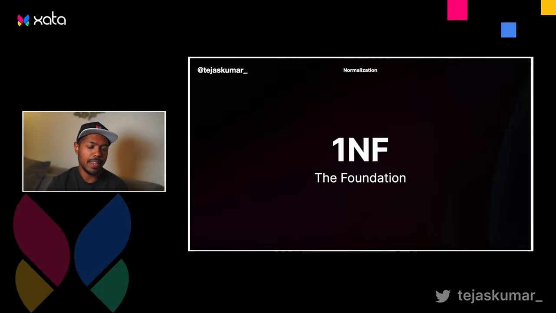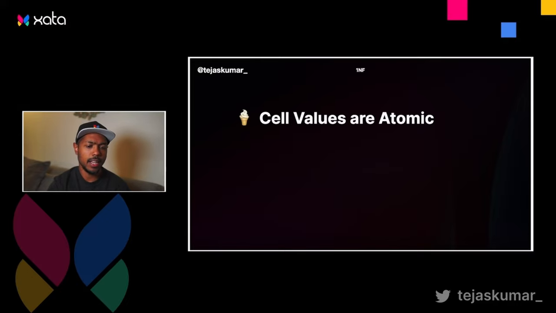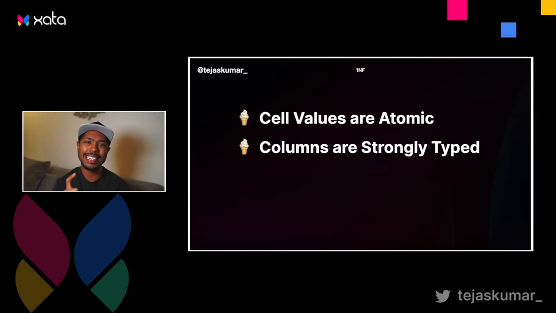So what is 1NF? 1NF has some requirements. These requirements are, number one, cell values are atomic, meaning you have a single value in a cell, not like this comma, that comma, that comma, that, okay? Number two, columns are strongly typed, meaning you can't have a column that has a number and text in it at different rows.